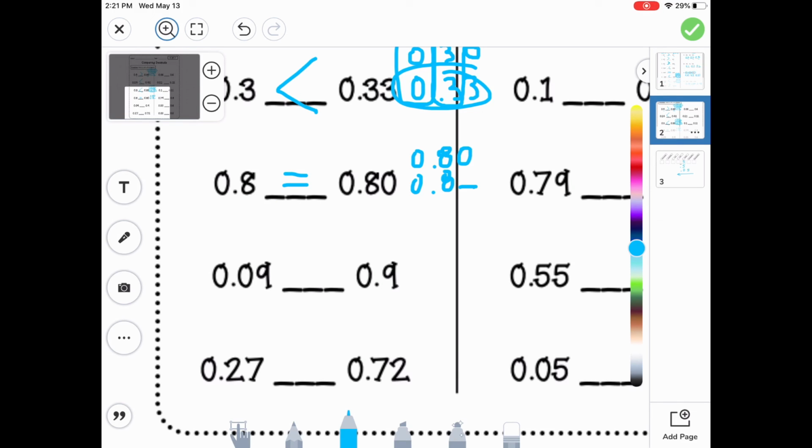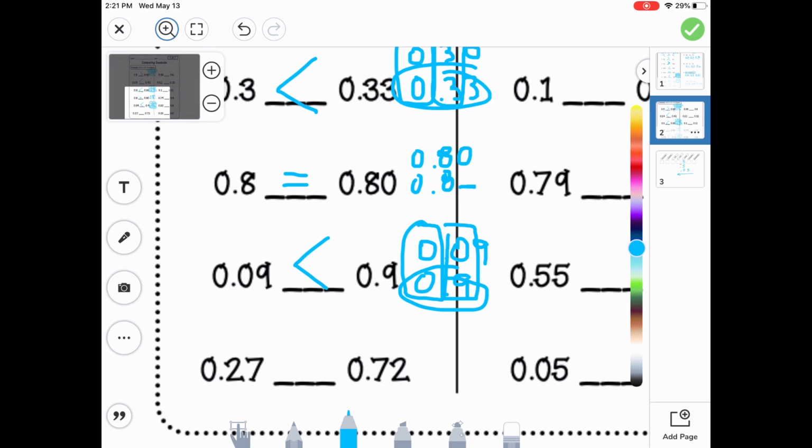The next problem, 0.09 or 9 hundredths and 0.9 or 9 tenths. 9 hundredths is less than 9 tenths. I know that because if I were to stack them and compare them, I see in the ones place they're the same, but in the tenths place I have no tenths compared to 9 tenths.